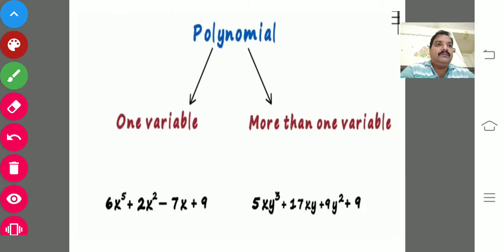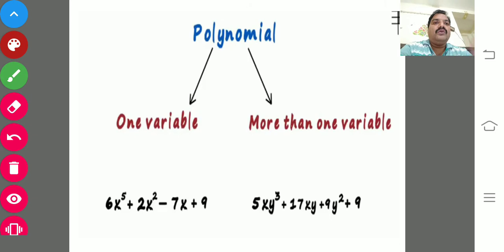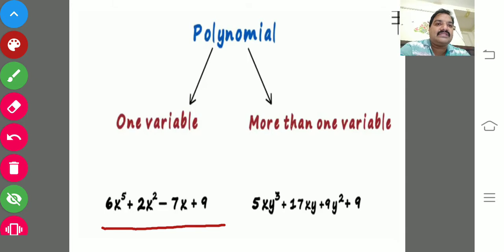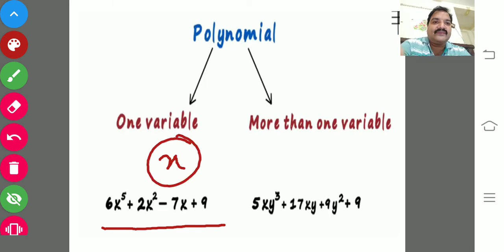Now in polynomials we have one-variable and more-than-one-variable combinations of algebraic expressions. If you observe, this is an example of an algebraic expression with one variable. What is that one variable? Only x. If you observe 6x^5 + 2x^2 - 7x + 9, here only x is repeated. That's why it's one variable.